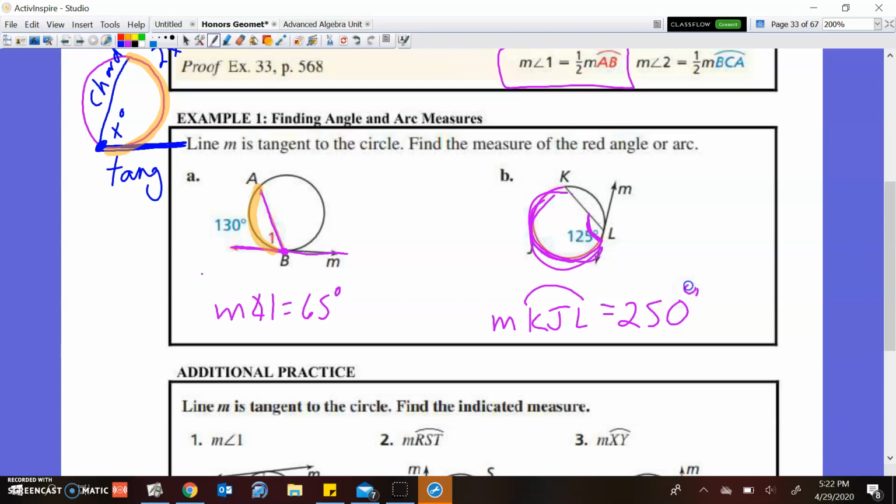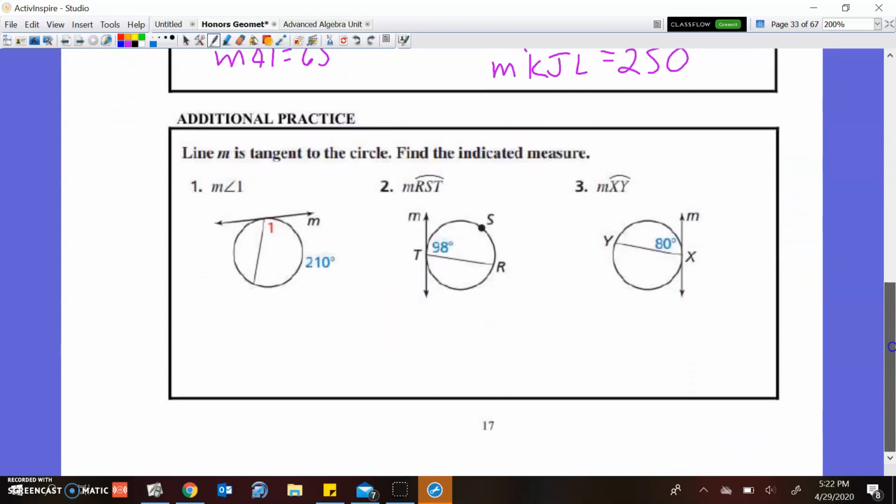Okay? Let's try a few more of those. Same concept. So find the measure of angle 1. This is my chord. This is my tangent. So this angle in here is going to be 1/2 of the arc that is intercepted. So 1/2 of 210, I can say that the measure of angle 1 is equal to 105 degrees.